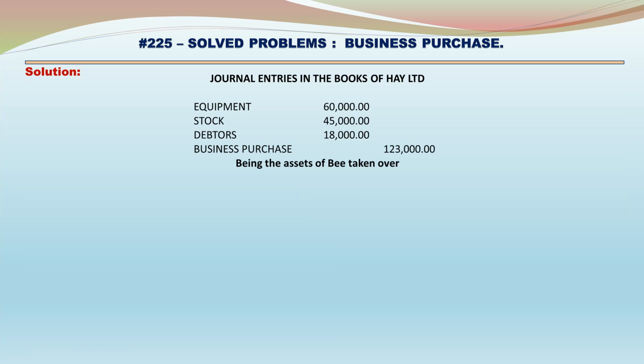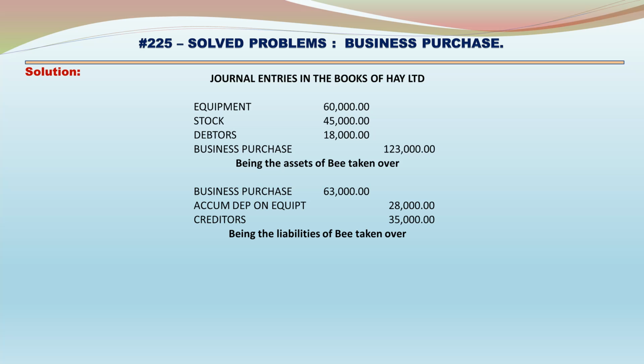Let us pass the journal entries at the time of purchase in the books of A Limited. Equipment debit 60,000, stock debit 45,000, debtors debit 18,000, business purchase account 123,000 credit, being the assets of B taken over. Business purchase account debit 63,000, accumulated depreciation on equipment 28,000 credit, creditors 35,000 credit, being the liabilities of B taken over.